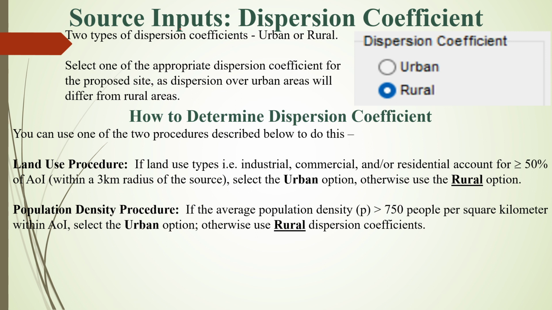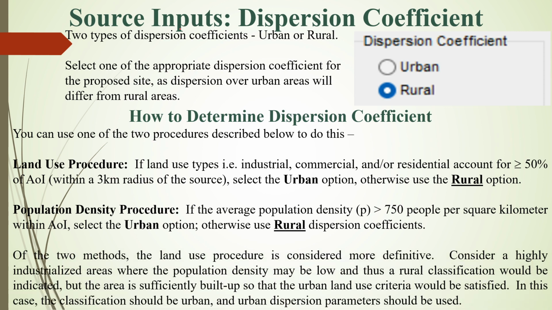And another is the population density procedure. If the average population density is greater than 750 people per square kilometer within the AOI, then you can select urban options. Otherwise use the rural dispersion coefficient. However, we recommend always the land use procedure.